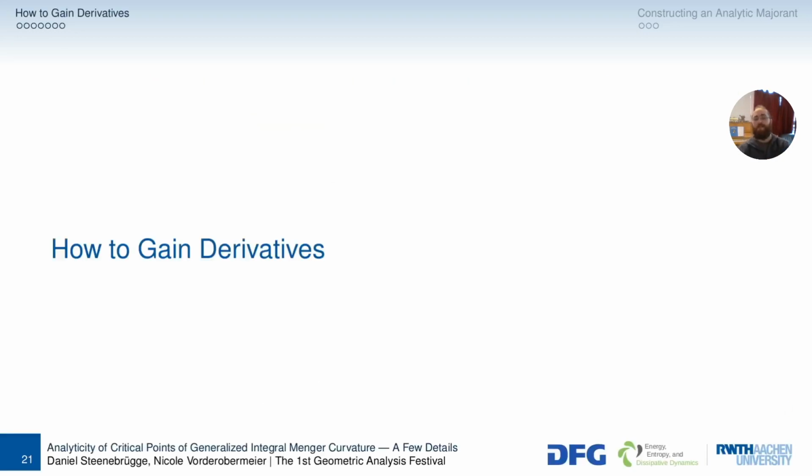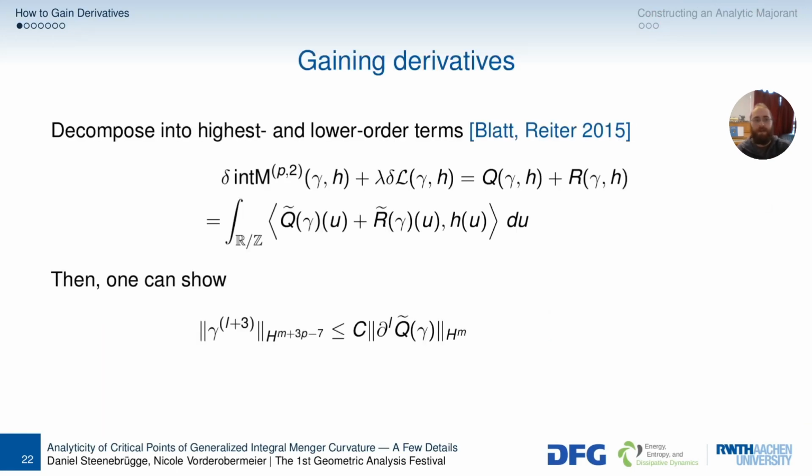How to gain derivatives. This was the first big thing I skipped over. The second was constructing an analytic majorant. We talked about that as well. Okay, you might remember the slide.